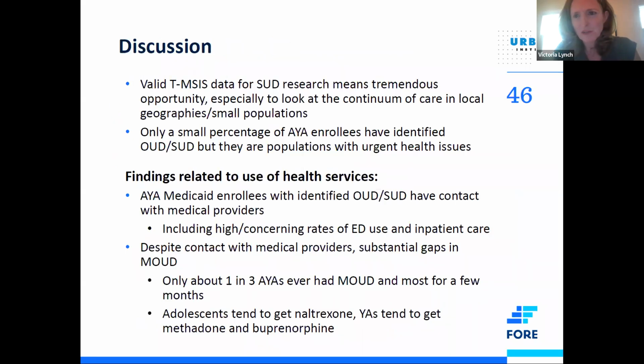So, discussion. Some things we want to point out: the valid T-MSIS data for SUD research really points to tremendous opportunity to look at local geographies and small populations with this large data set. We note that there's low prevalence in the Medicaid population, but these are people with urgent health issues, particularly around suicide and mental health issues. Also note that there's contact with medical providers, but nevertheless substantial gaps in MOUD. Next slide.